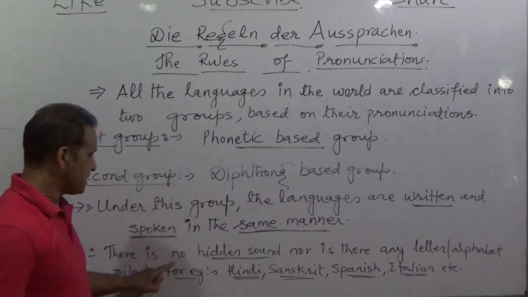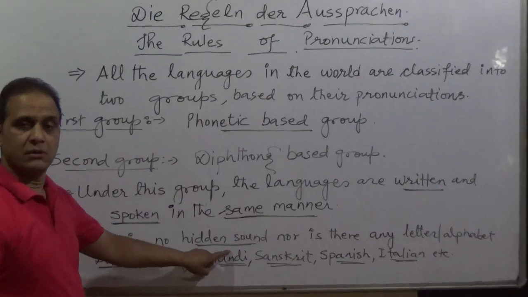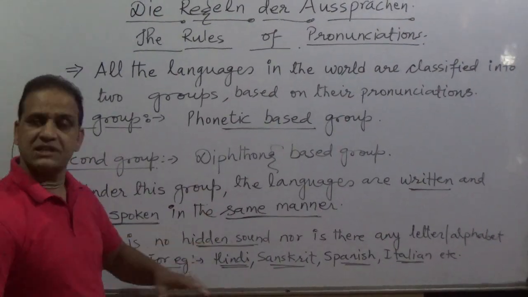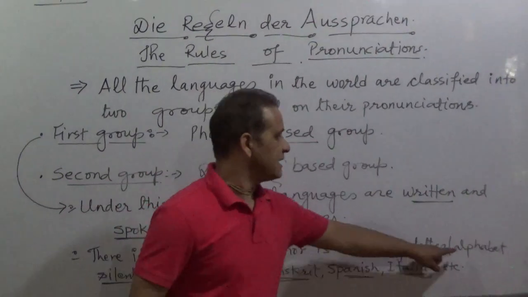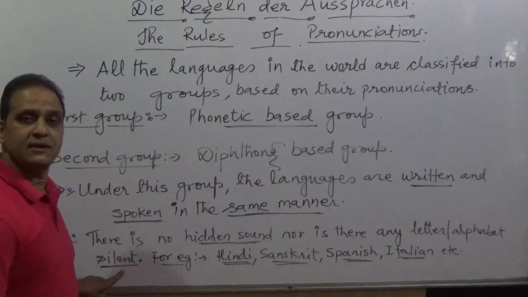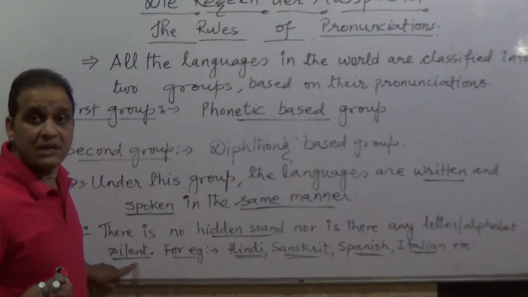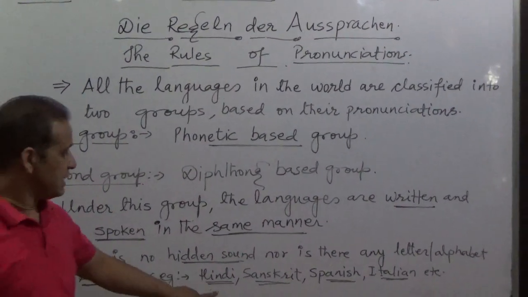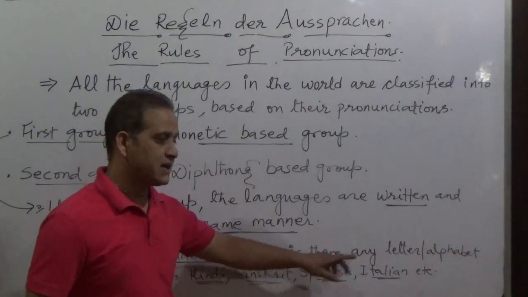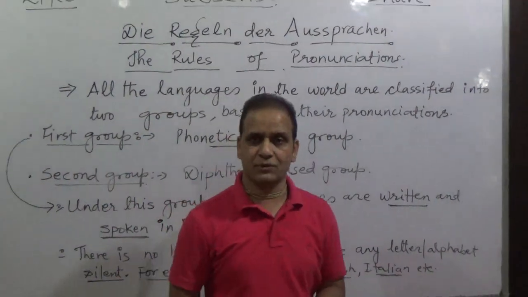Second point, there is no hidden sound. In these languages, you will not find any hidden sound, nor is there any letter or alphabet silent. For example, Hindi, Sanskrit, Spanish, Italian, and many more.